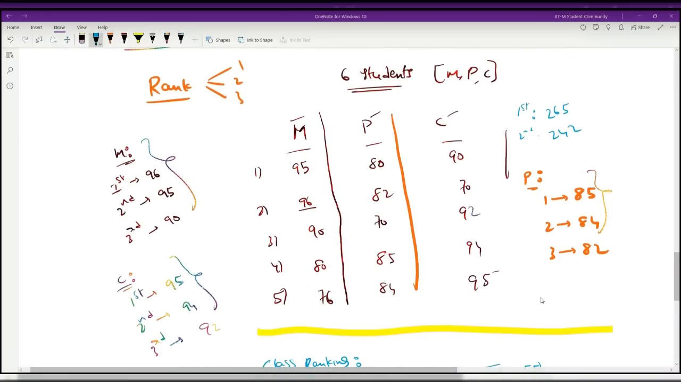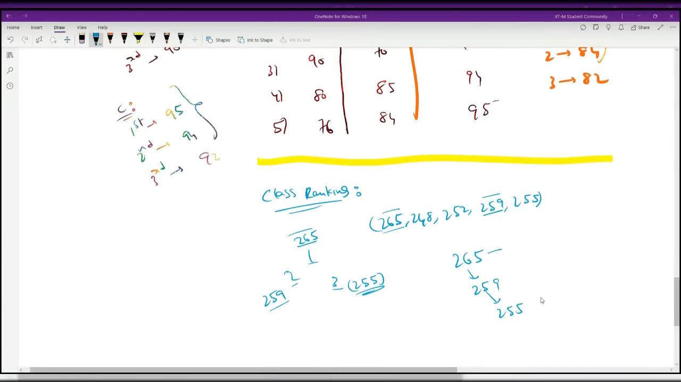This is one question that you might get in your qualifier as well. So from this single three prices concept, we were able to solve this: is 265 the top scorer? This is one type of question.